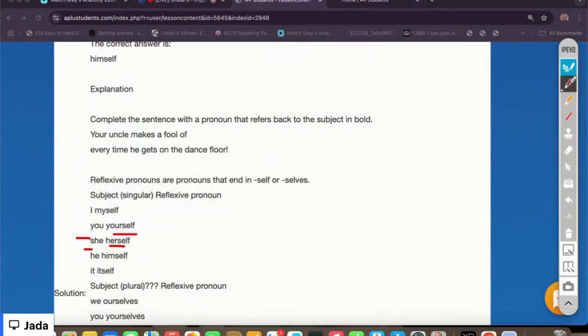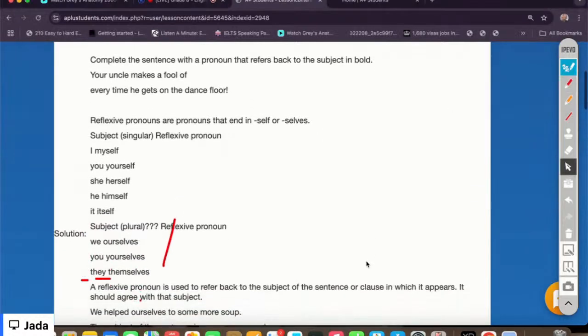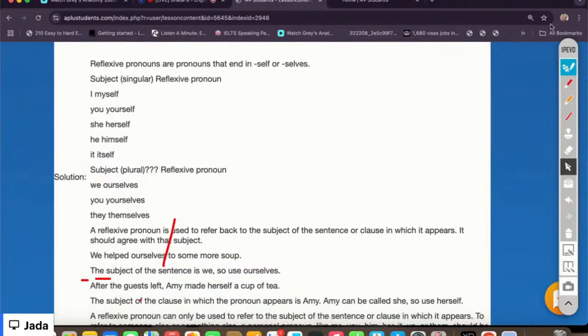Okay, so we also have he, himself. Then we have it, itself, something like this. So these are all the singular reflexive pronouns, all right? We also have the plural reflexive pronouns. We have we, ourselves, you, yourselves, and then for they, it becomes themselves, all right?